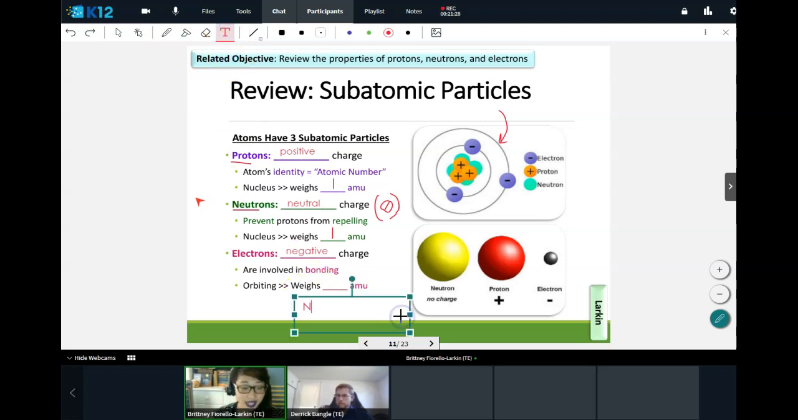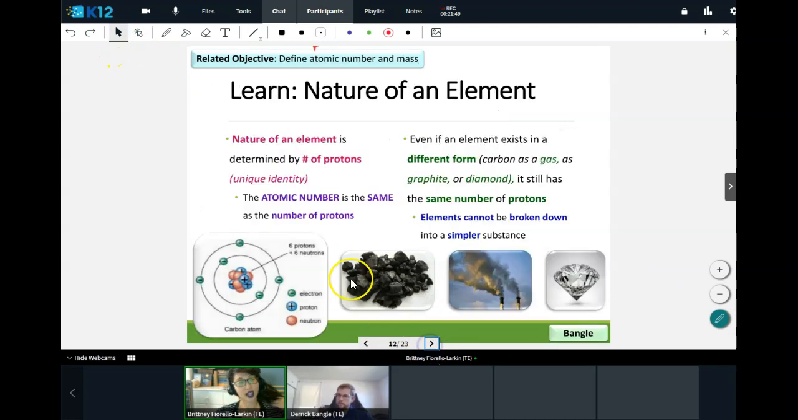Tell me in the chat box, negligible is about what number? What does negligible mean? No, so negligible means nothing or almost nothing. So let's correct those answers. Yeah, this would mean 0. So this would be about 0 AMUs, almost no mass. Excellent. All right, let's go ahead and talk a little bit about protons and atomic number.